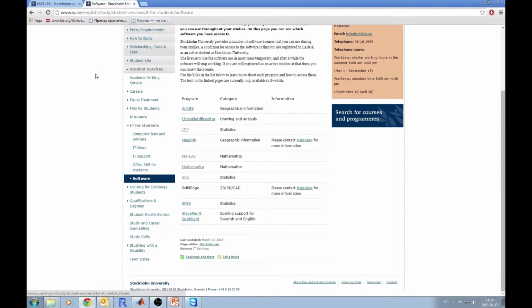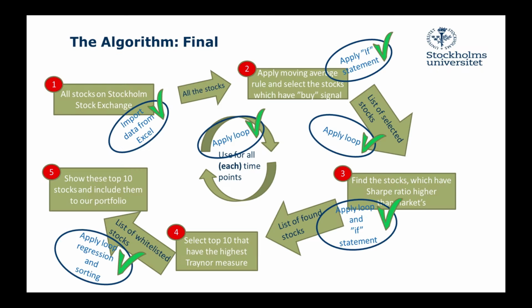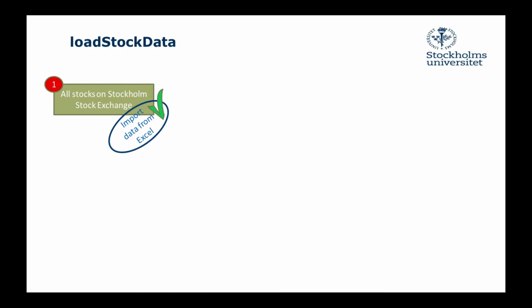So let's get back to what we're going to do today. But first, a small recap of our algorithm. We said that we're going to divide the program in logical blocks, in the 5 logical blocks, and we're going to call each of them functions. So today we're going to work on the first logical block. Let's call it LoadStockData. What it has to do is import the data from Excel, and arrange it according to our data structure.